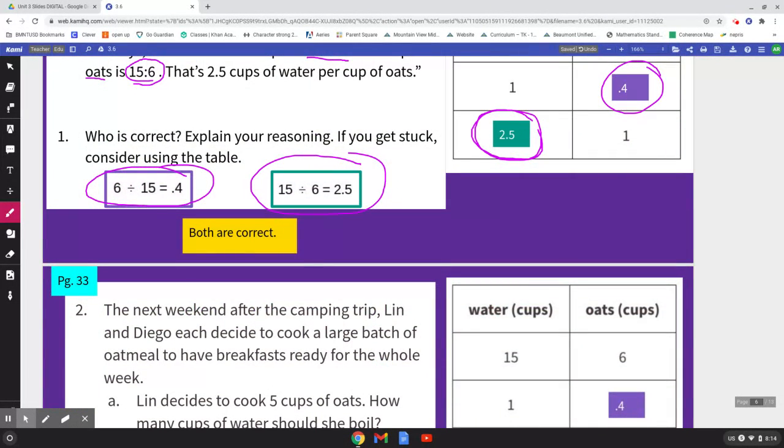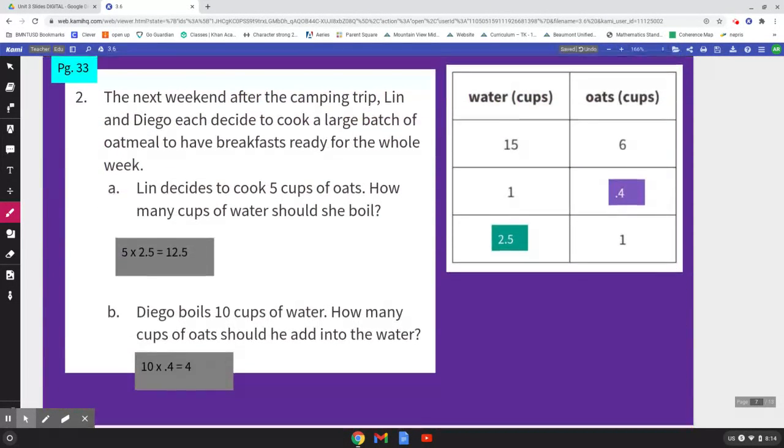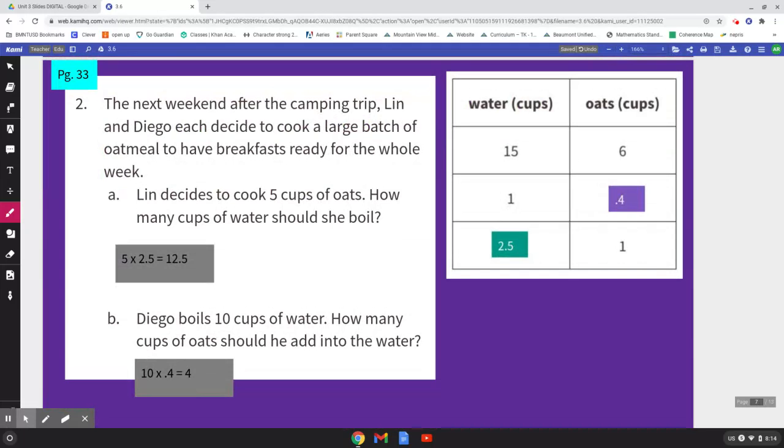So both kids are right. All right, now number 2, page 33. The next weekend after the camping trip, Lynn and Diego each decide to cook a large batch of oatmeal to have breakfast ready for the whole week. Lynn decides to cook 5 cups of oats, so that's kind of important. How many cups of water should she boil?